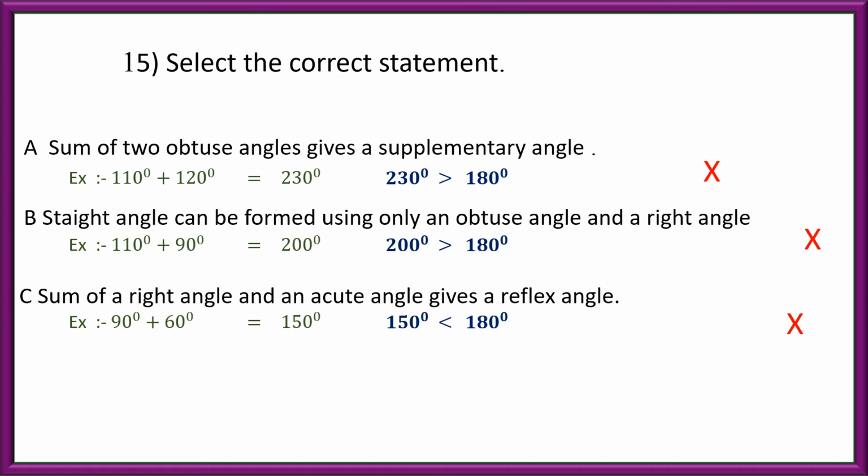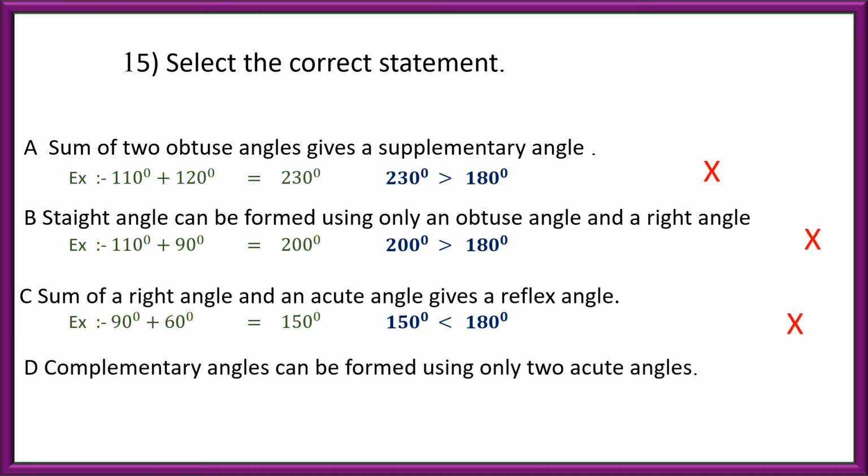Now, the answer should be statement D. But let's check it. Complementary angles can be formed using only two acute angles. Now I am going to take example values for two acute angles, that is 40 degrees and 50 degrees. Then it gives us 90 degrees. It's okay. That is correct. Therefore, the correct statement should be D.